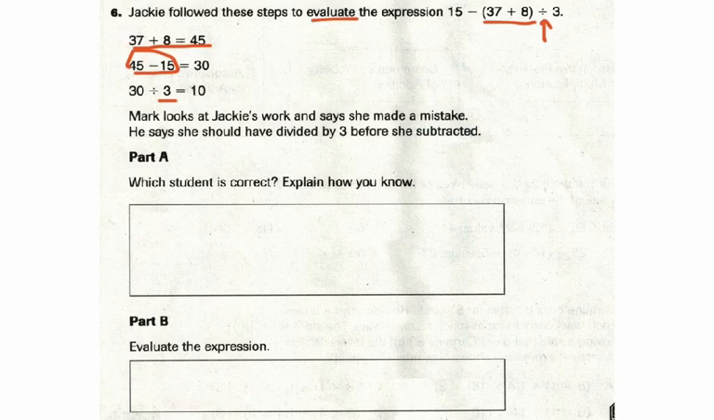So Mark looks at her work and says she made a mistake. She should have divided by 3. Which student is correct? Mark is correct. He knew order of operations, and Jackie is not correct. So when we evaluate the expression, you should have gotten the answer of 0, because 45 divided by 3 is 15, and 15 minus 15 is 0. So the answer should be 0.